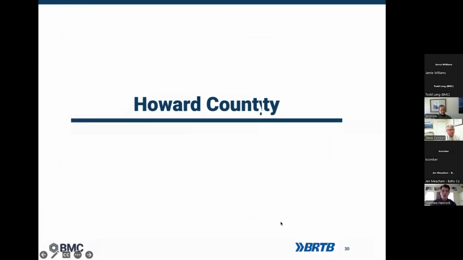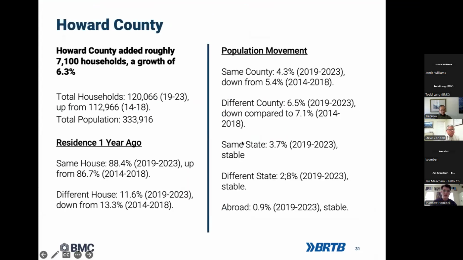So to move on to Howard County, we're adding roughly 7,100 households with a growth of about 6.3%. Again, 88% staying within that same residence. We see movement within the same state, within a different state, and abroad remaining relatively stable. So we're not going to be seeing too much of a jump here. We're seeing a stable percentage of movement within the state and from outside.